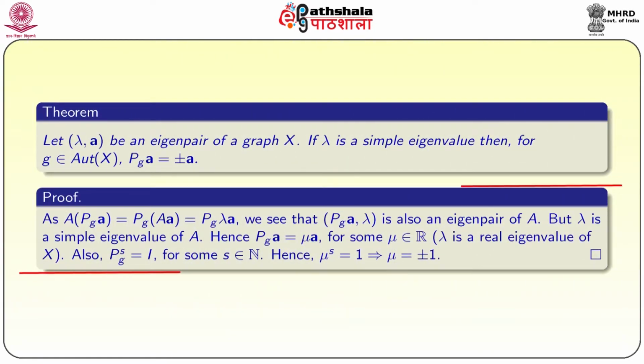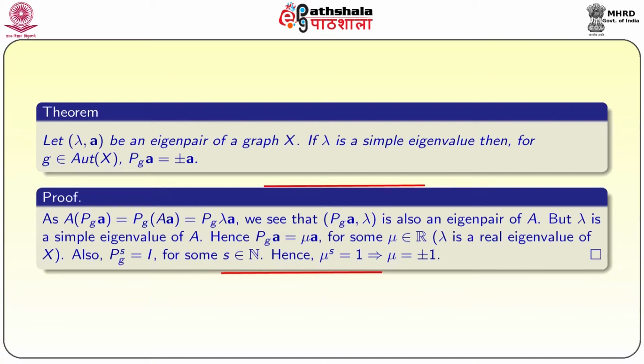As A P_g equals P_g A, because g is an automorphism, P_g commutes with A. So, we have A P_g a equals P_g A a, which is P_g lambda a, or lambda P_g a. So, P_g a is also an eigenvector of A corresponding to eigenvalue lambda. So, (P_g a, lambda) is an eigenpair.